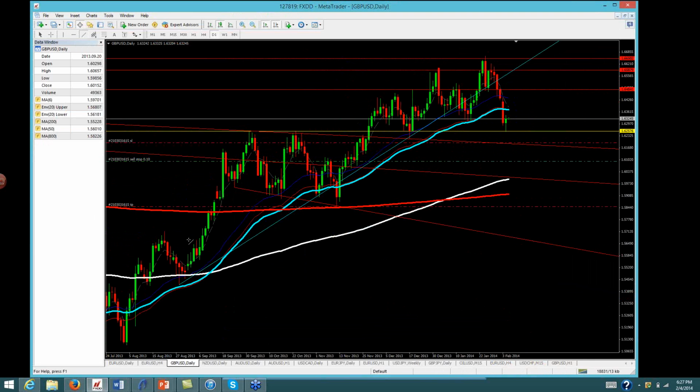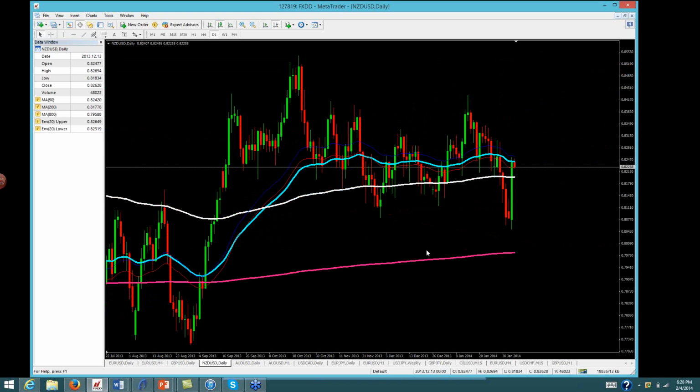Let's see if I can get 3 touches here. That will give us a decent trend line to look at. 1, 2, and kind of 3. So we closed above here. We would look for a direct push back up on this pound dollar from what we're looking at technically.